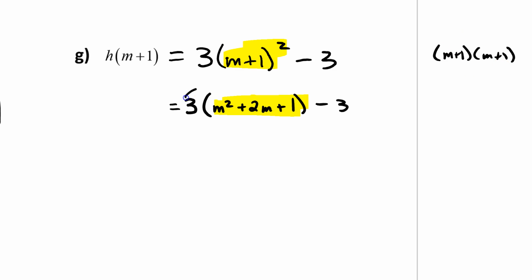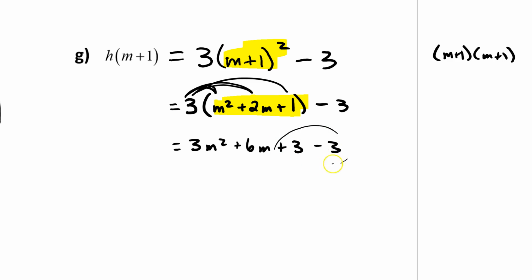Now I'm going to distribute this 3 to all 3 of these terms. So 3m squared plus 6m plus 3 minus 3. The only like terms that I can combine here are plus 3 minus 3. So I'm left with 3m squared plus 6m.